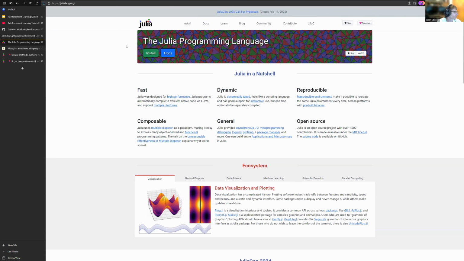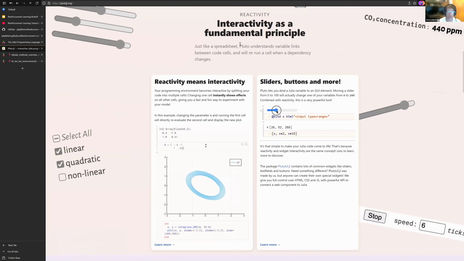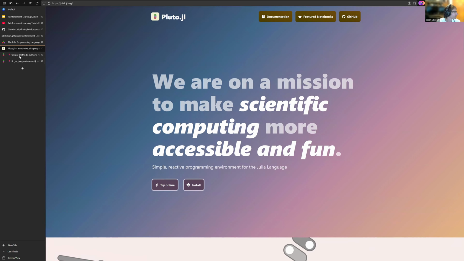And then here's the Julia language if you want to download it. Also, Pluto is the package I'm using for the interactive notebook. plutojl.org is the website for Pluto, but it's just another tool, other than Jupyter, for making interactive notebooks.